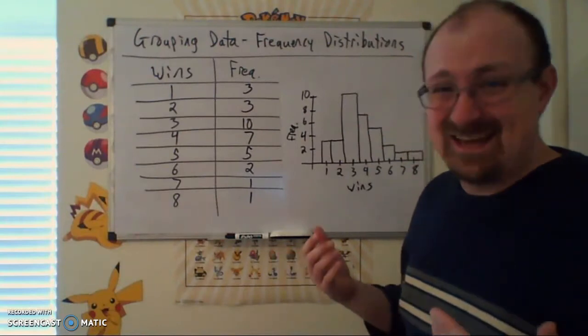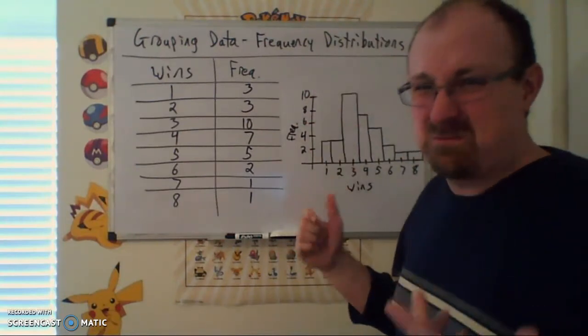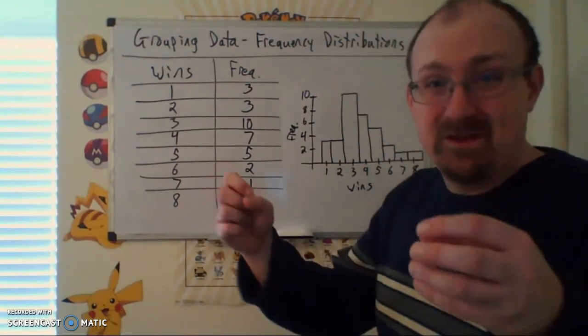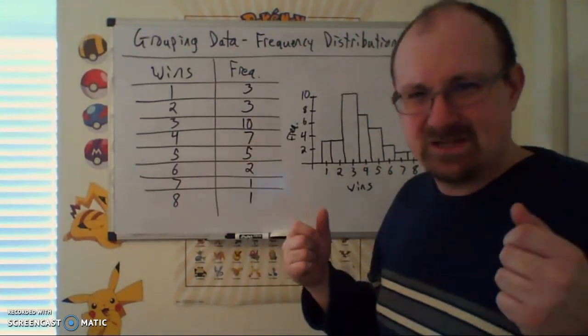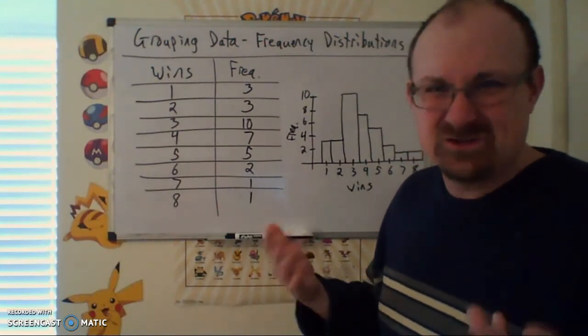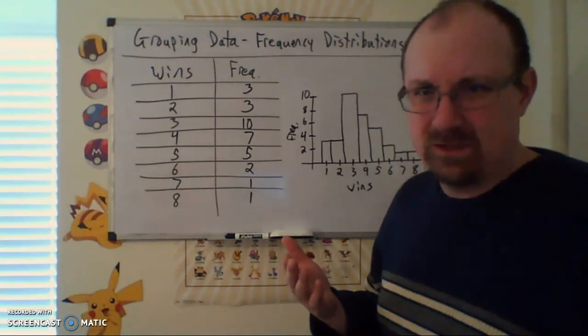But in that instance, listing every single win total is probably not terribly meaningful. So in that instance, what you probably want to do is group up the data into clusters. Our textbook, I think, uses the term groups. You'll hear it called intervals, classes. There's a whole lot of different categories you could use.